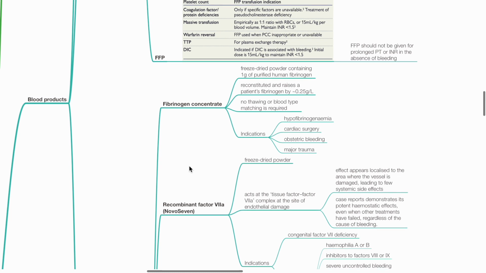Fibrinogen concentrate. This is a freeze-dried powder containing 1 gram of purified human fibrinogen. It is reconstituted, and when administered, it raises the patient's fibrinogen by 0.25 grams per liter. No thawing or blood type matching is required. It is indicated in hypofibrinogenemia, cardiac surgery, obstetric bleeding, and major trauma.